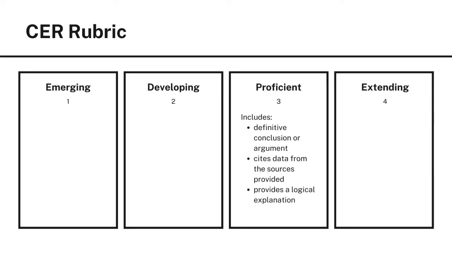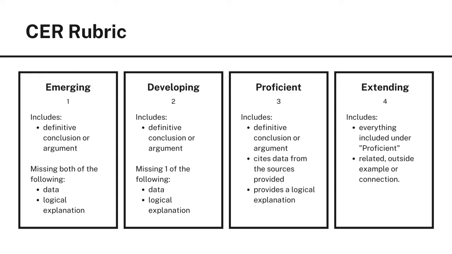For example, consider this rubric I have used to mark CER statements. First, a proficient CER statement starts with a definitive conclusion or argument and references data from the sources provided and provides a logical explanation that is grounded in scientific knowledge for the phenomenon. An extending CER statement would have everything under the proficient column, as well as a related outside example. A developing CER statement would have a definitive conclusion, but might not cite data or provide a logical explanation. And finally, an emerging CER statement would perhaps just have a definitive conclusion and nothing else.